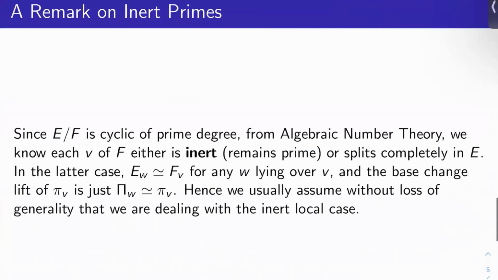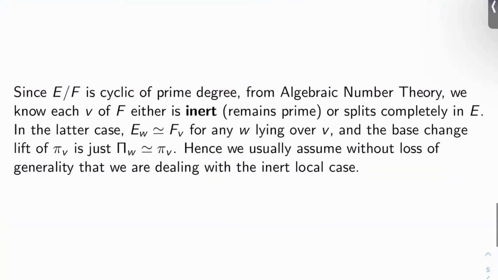Okay, one other small remark, but important. E over F is cyclic of prime degree, right? From algebraic number theory, this is covered in Neukirch. We know that each place v of F is either inert, so it remains prime when you bump it up to E, or it splits completely there, meaning there's no ramification at all. And even the residual degree extensions are just one each.